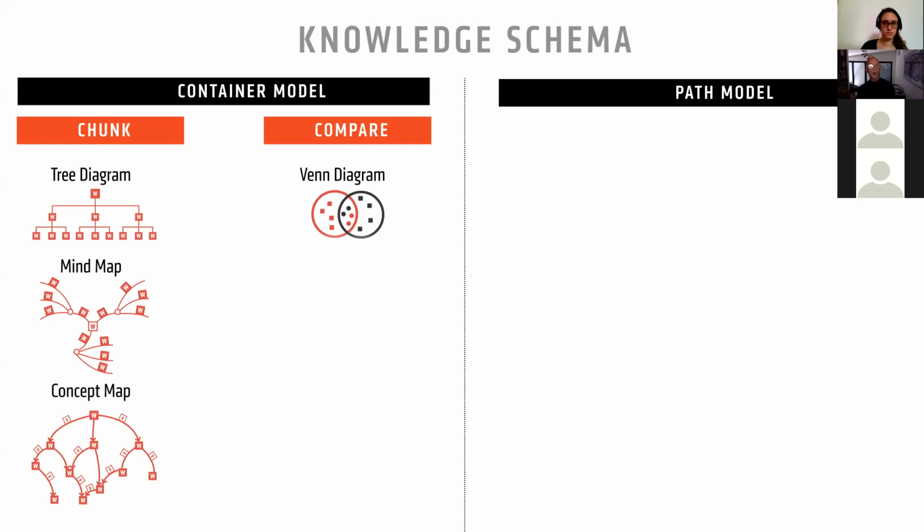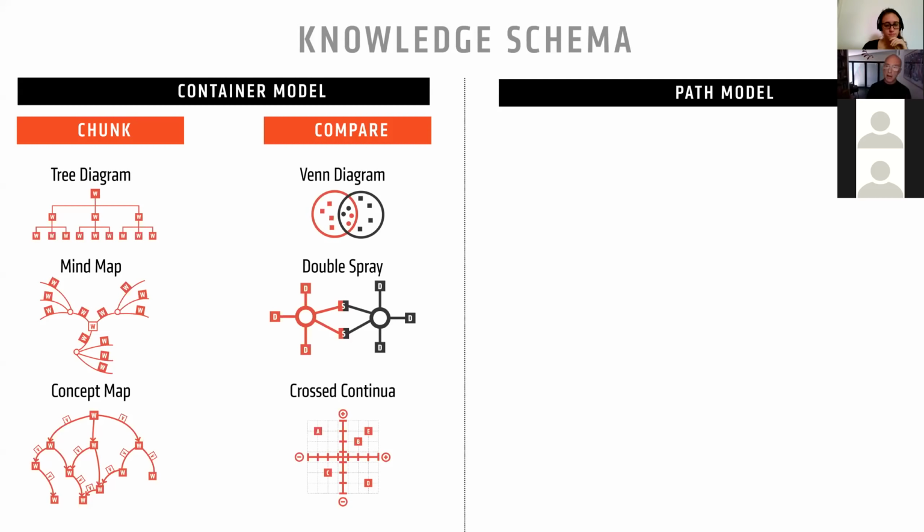When we deal with more than one thing and we want to compare their relative attributes, then we look at comparison. And you'll recognize a Venn diagram. And these two, and there are many, many more graphic organizers that could be categorized in there. I've just shown you 3 to give you a sense. They do the job of defining and comparing. And they're both container models.